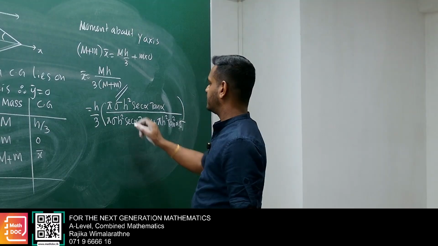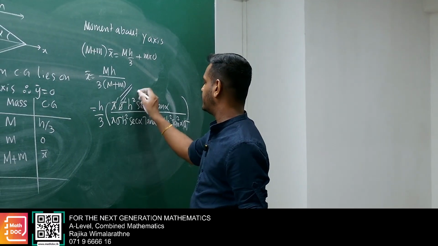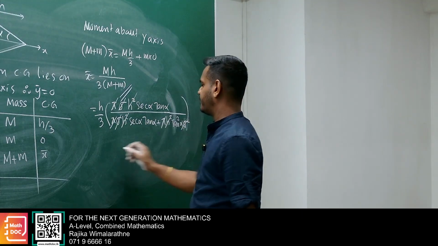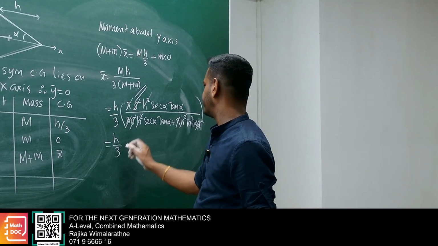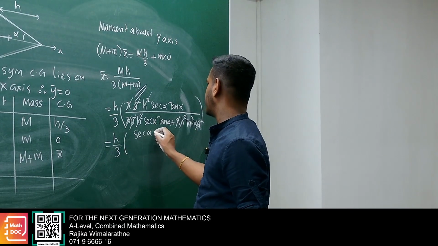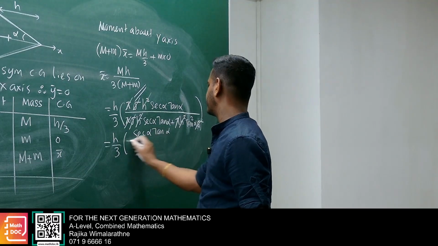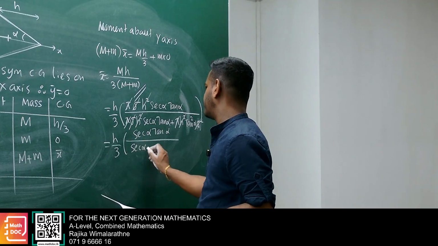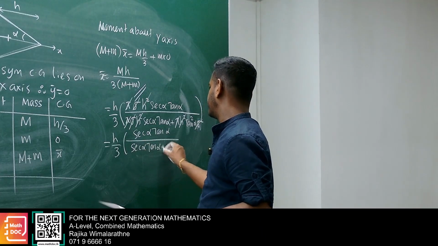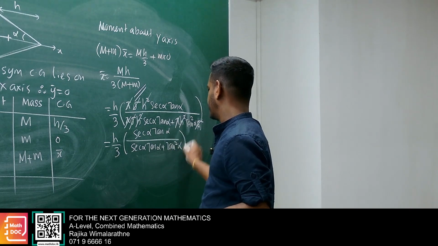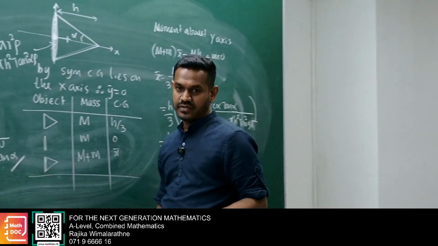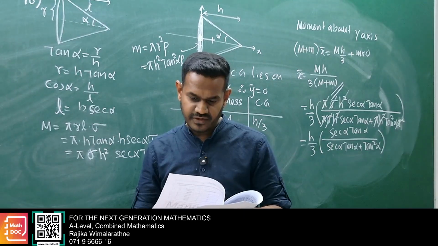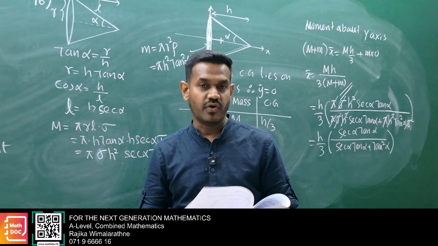Now simplify. Cancel pi rho h squared, pi h squared rho. Then h divided by 3 sec alpha tan alpha over sec alpha tan alpha plus tan squared alpha. Here is the center of gravity from the center, but we need to find the center of gravity from O, no? Do up to that.